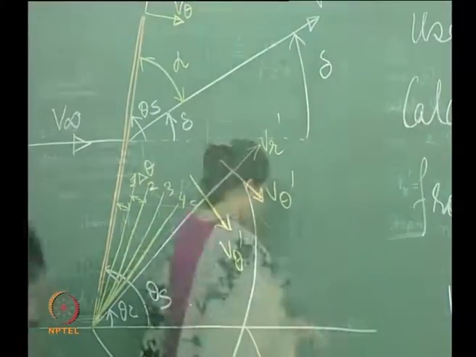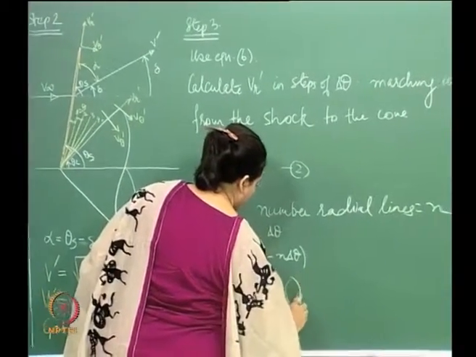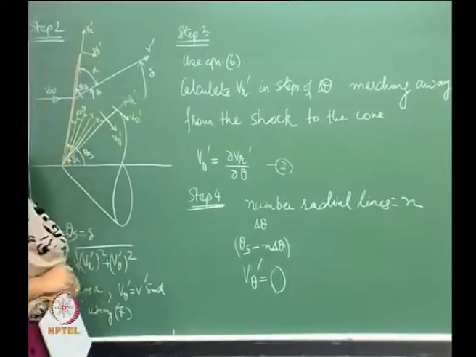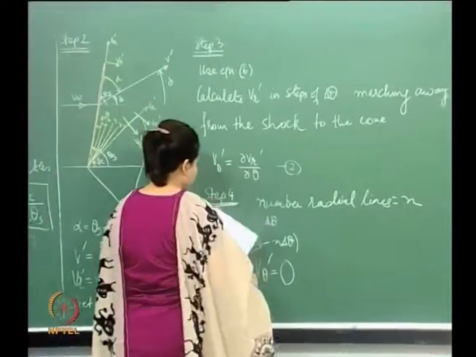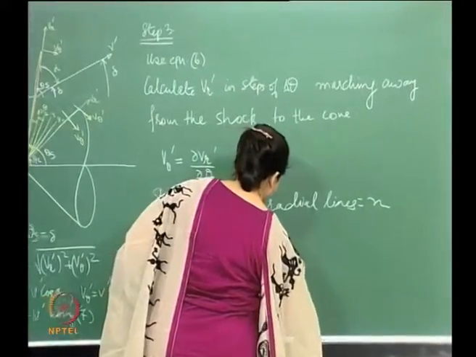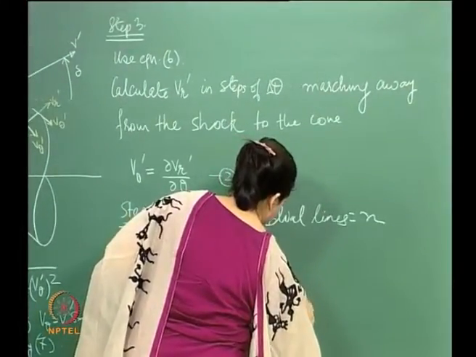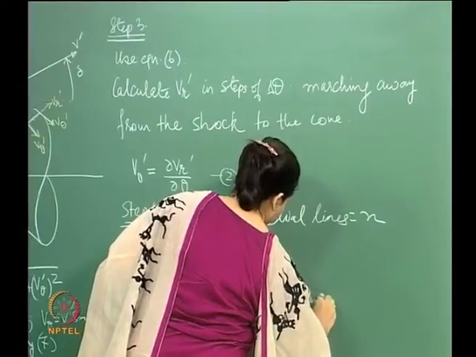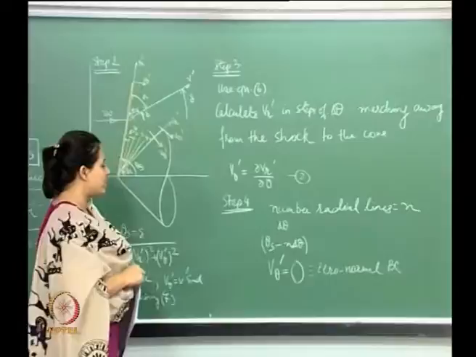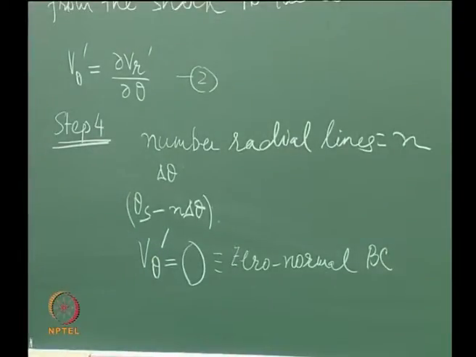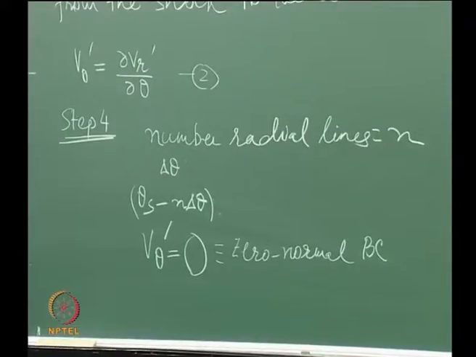So, we have to satisfy the zero normal boundary condition here. As a result, this v theta dash should be 0. This is essentially the zero normal boundary condition that we are implementing at this particular point.